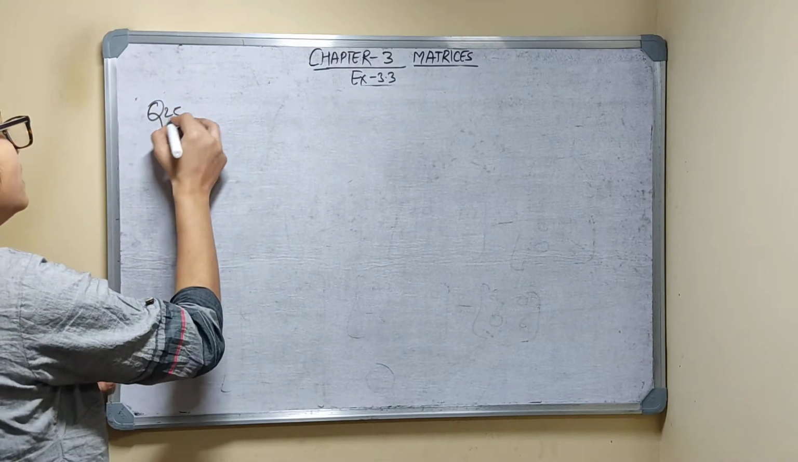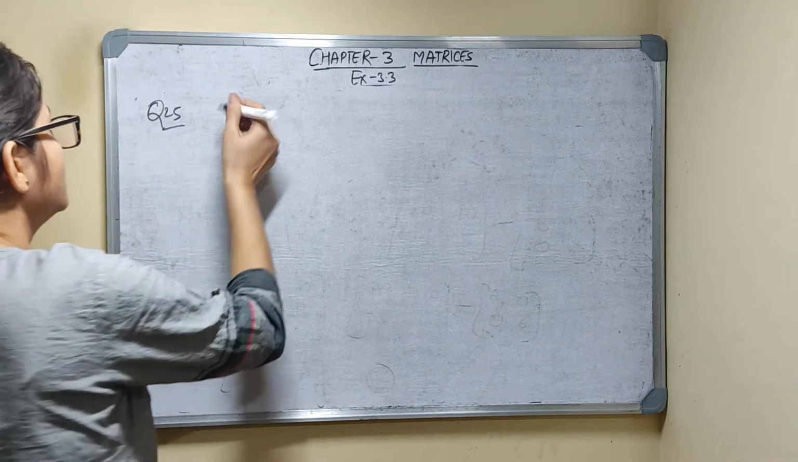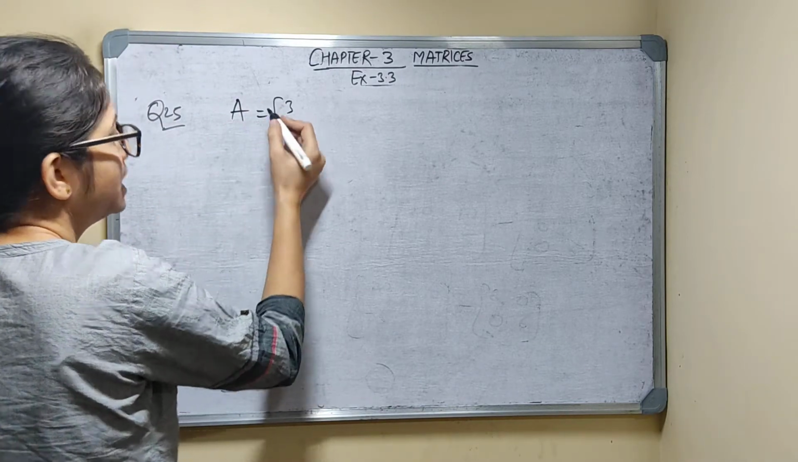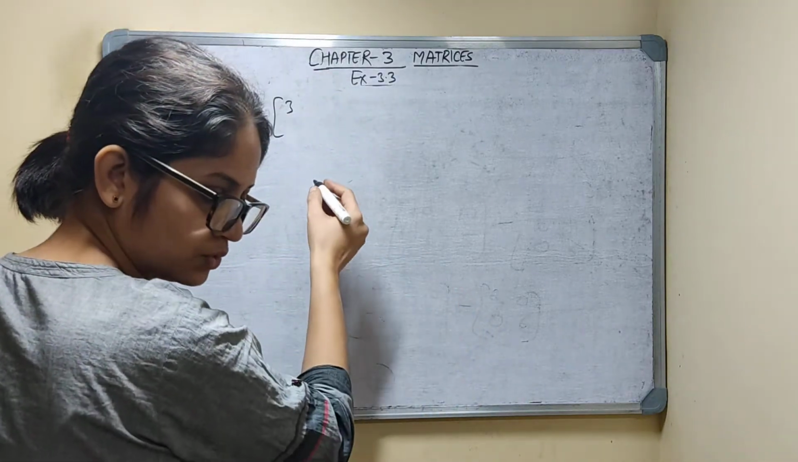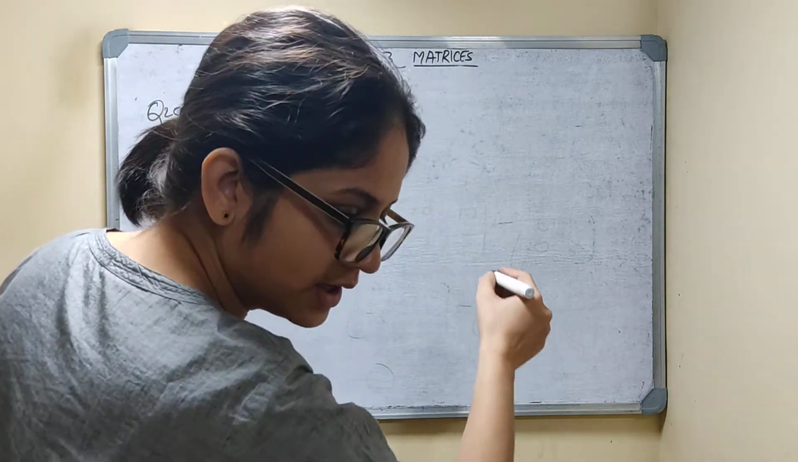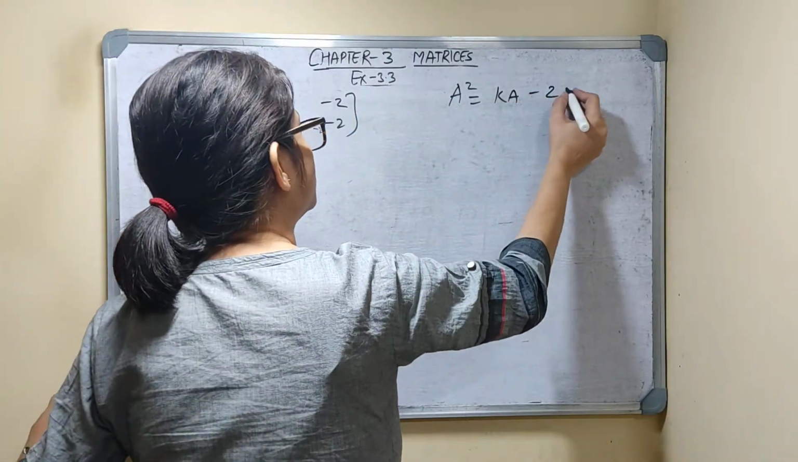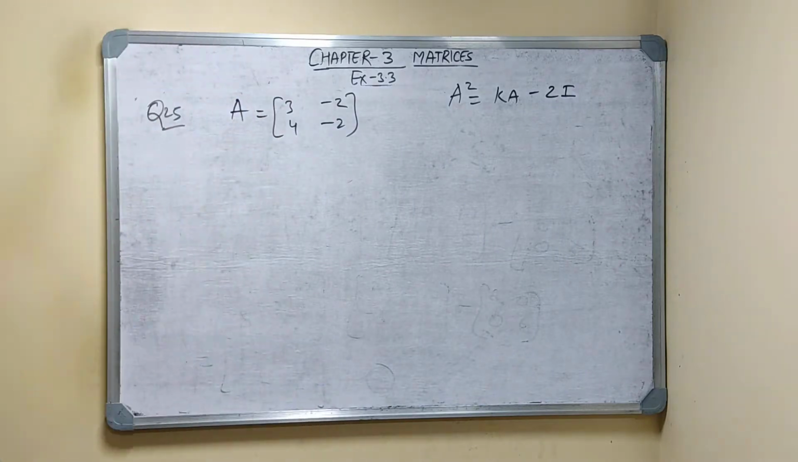Fifth question, you can see. If a matrix A is given, 3 minus 2, 4 minus 2, then find K so that A square is equal to KA minus 2I.